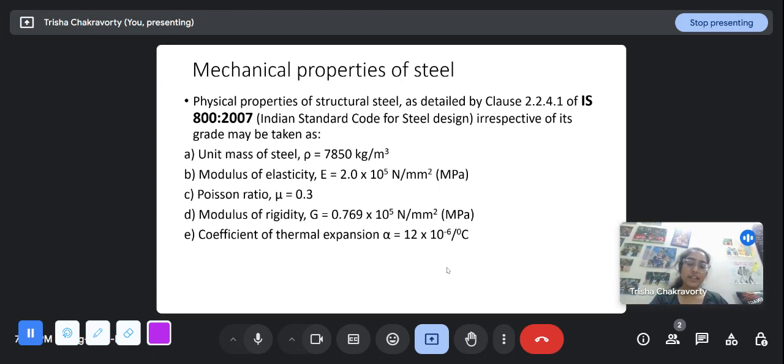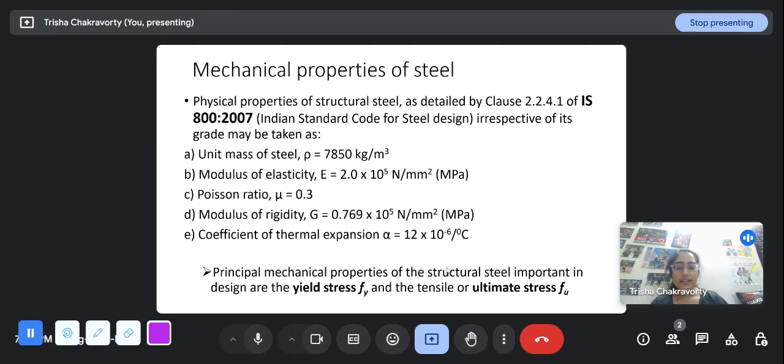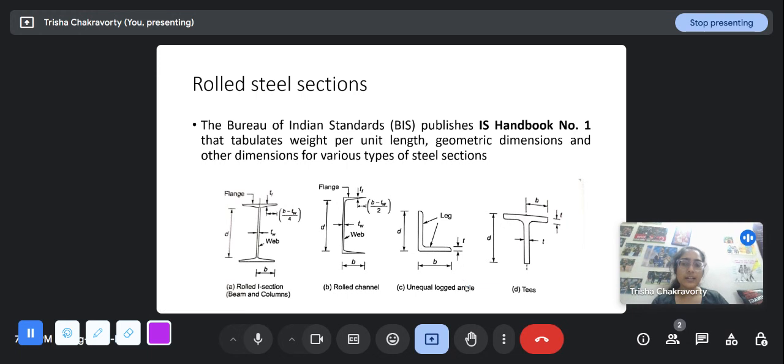This coefficient of thermal expansion is relevant more in case of steel than in case of concrete, because concrete has a very low coefficient of thermal expansion, but for steel it is not really that low. In case of fires, etc., that is also taken into design considerations. This becomes a critical part of design. And how we define the grade of steel, irrespective of these properties, is by the yield stress Fy and the ultimate stress Fu. These are the principal mechanical properties of structural steel, and the yield stress and ultimate stress are obtained from the stress strain curve that we look at.